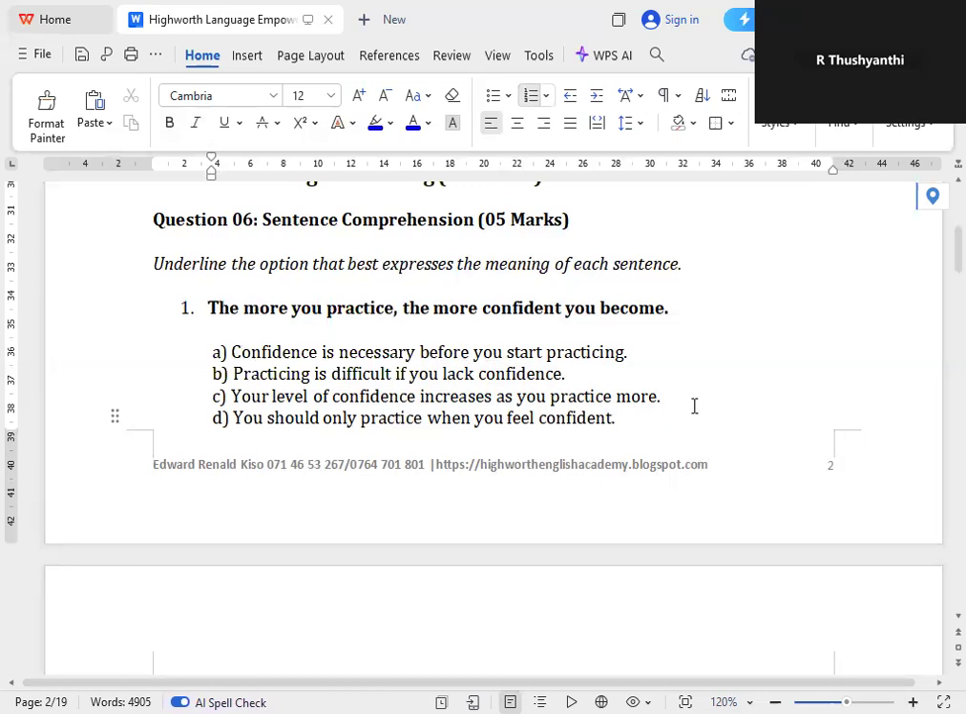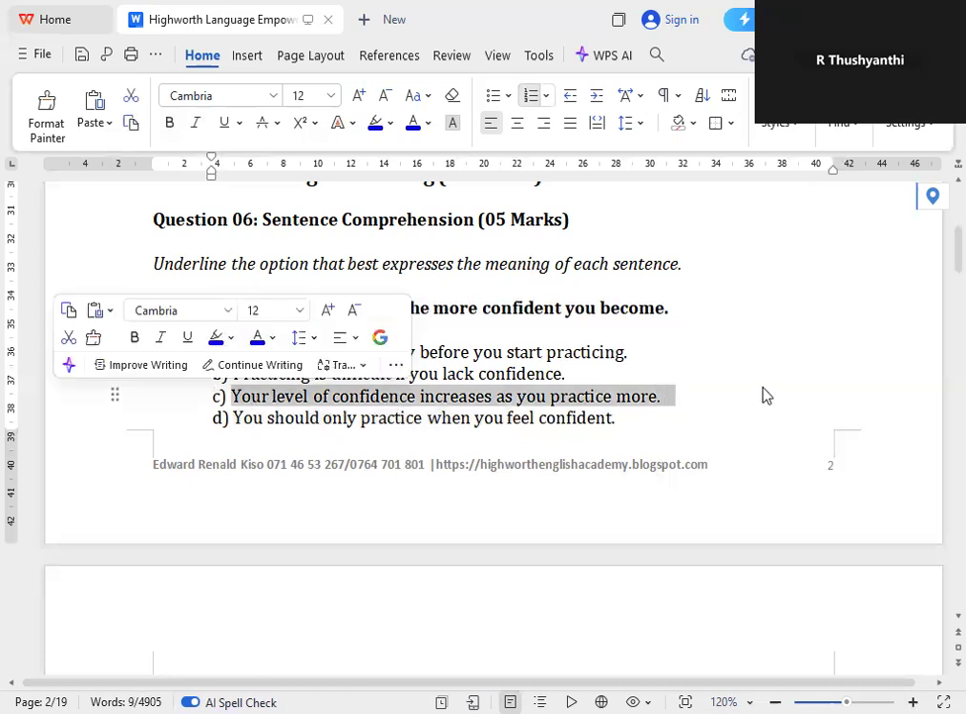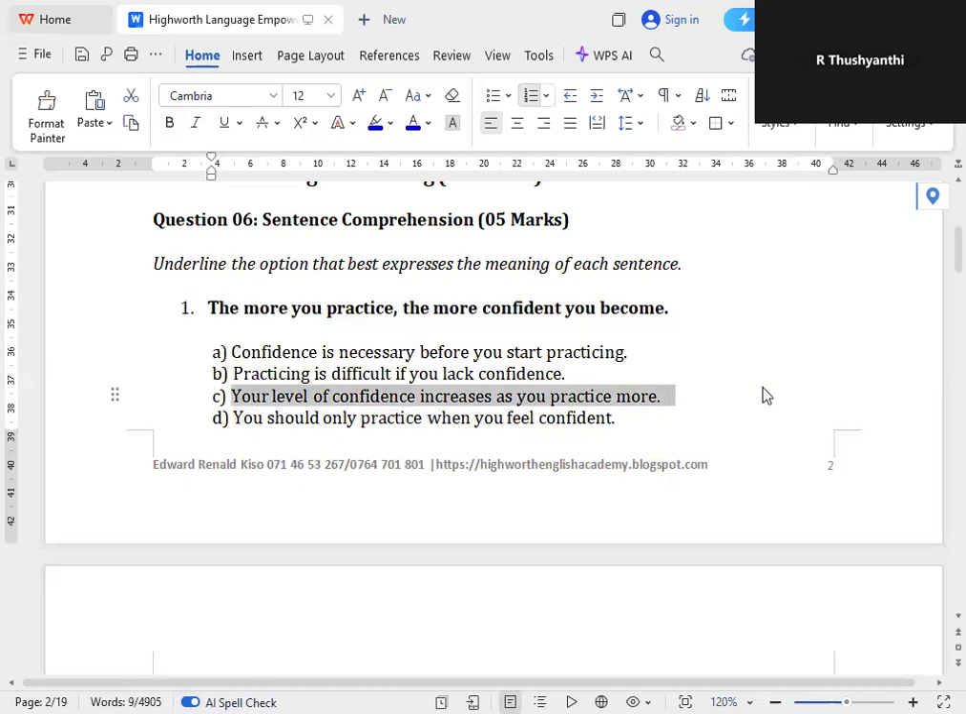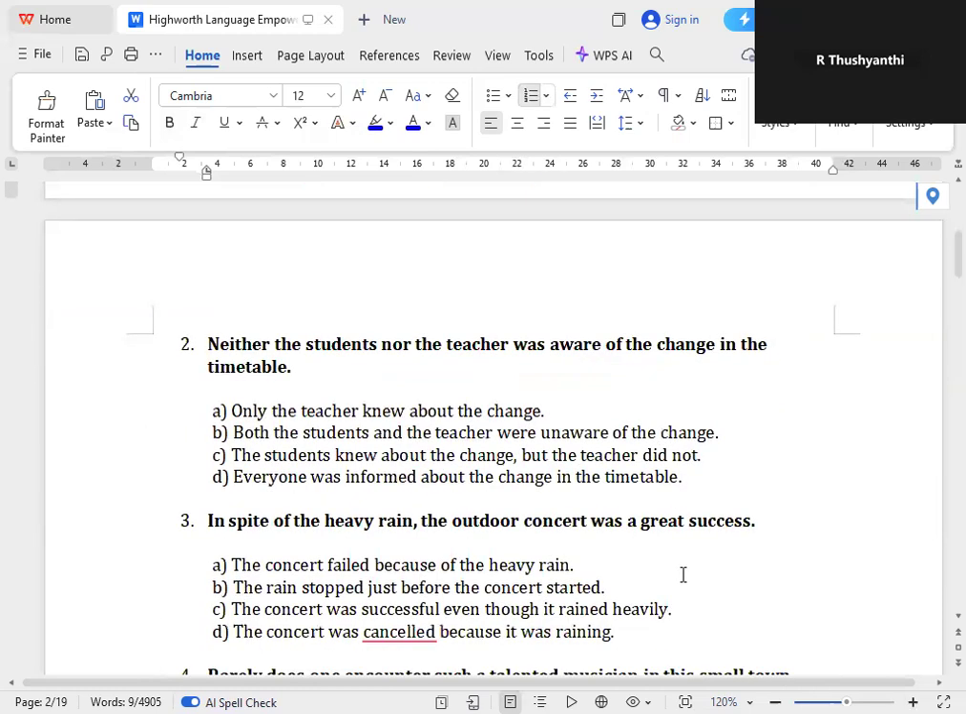So, which one is correct here? Answer C is correct. Your level of confidence increases as you practice more. The meaning of that sentence expresses the exact meaning of the dark lettered sentence. Okay, right. Let's move to the second one.